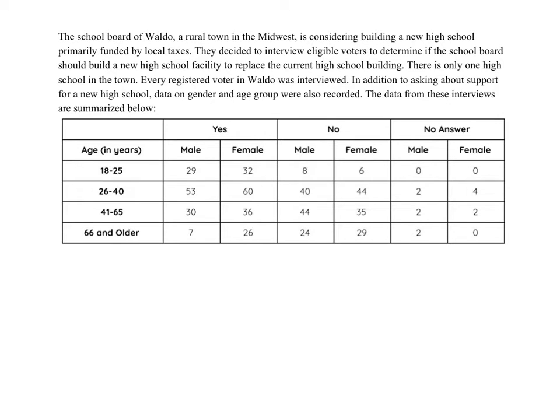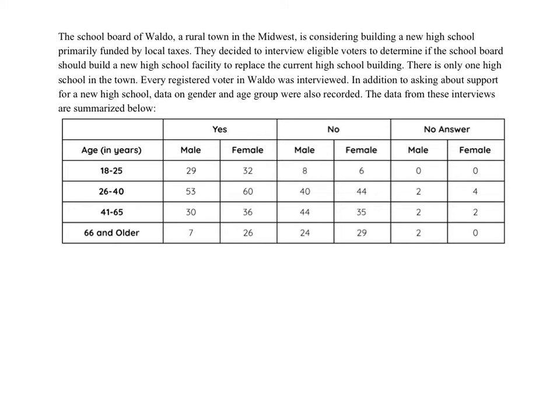So the school board of Waldo, a rural town in the Midwest, is considering building a new high school primarily funded by local taxes. They decided to interview eligible voters to determine if the school board should build a new high school facility to replace the current high school building. There's only one high school in the town. Every registered voter in Waldo was interviewed. In addition to asking about support for a new high school, data on gender and age group were also recorded. The data from these interviews are summarized below.